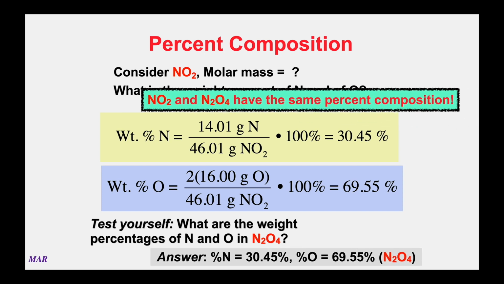Same percent composition. So it is not enough to know the percent composition or weight percent or mass percent. All these things mean the same thing. You have to know more than the percentages. And that's what makes this stuff a little tricky. There's lots of examples where compounds will have the same mass percents, like NO2 and N2O4 here. Especially in organic chemistry, that's very common. So we're going to start using the mole to take us to the next level.